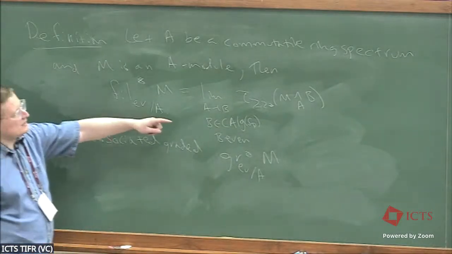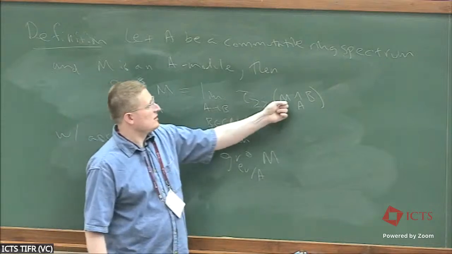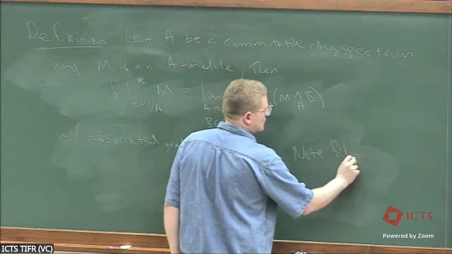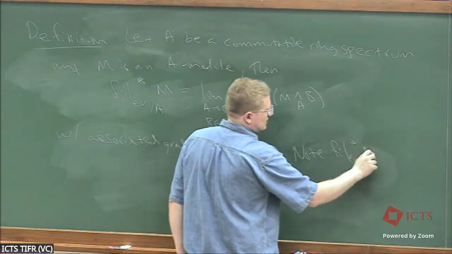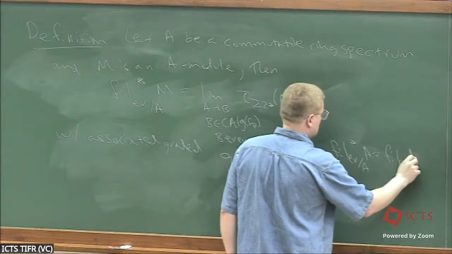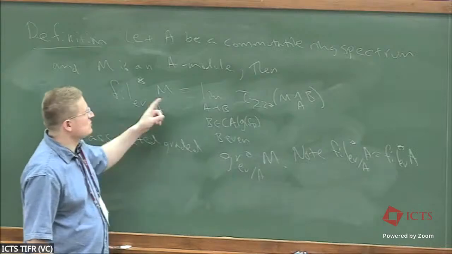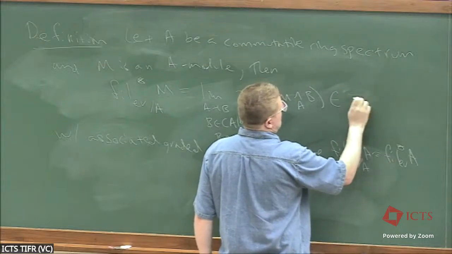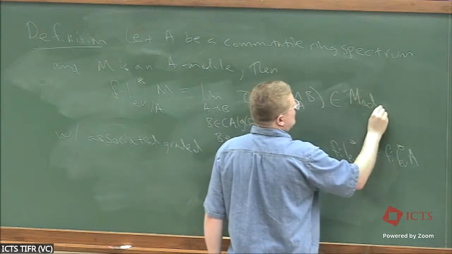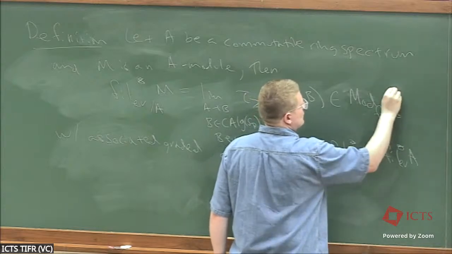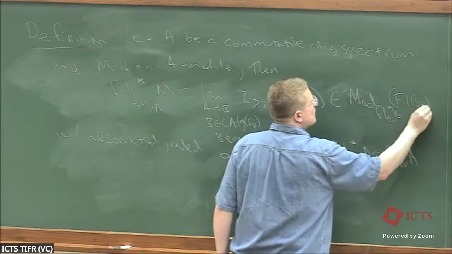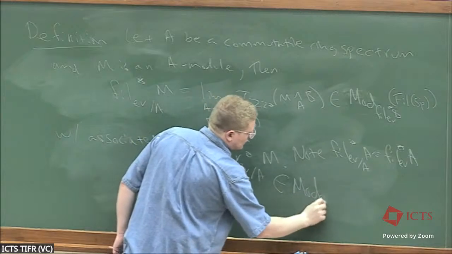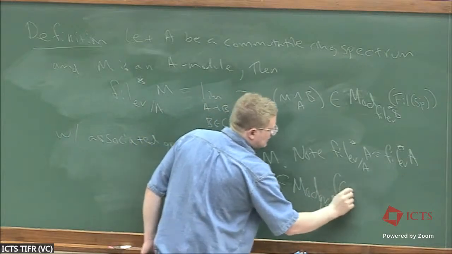And as you can probably tell, if you plug A into here, then you just get the other filtration that we talked about. But of course, this one in general only lands in filtered spectra, or I guess let me just right away say this lands in modules over Phil Eve of the sphere in filtered spectra. And similarly, this is in modules over Eve of the sphere in graded spectra.